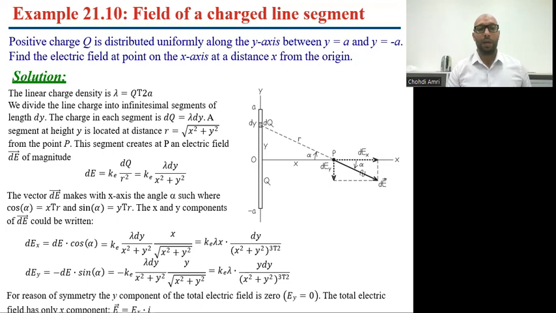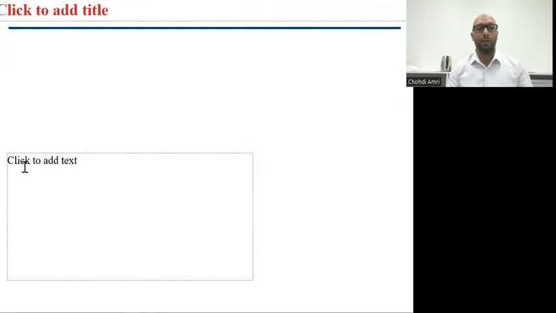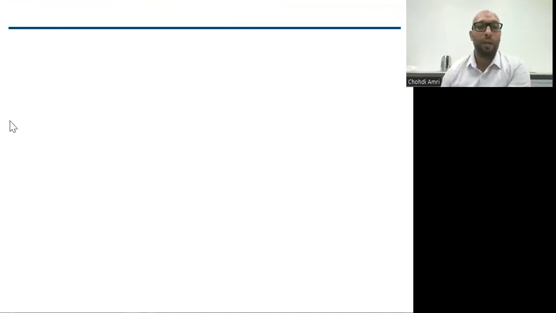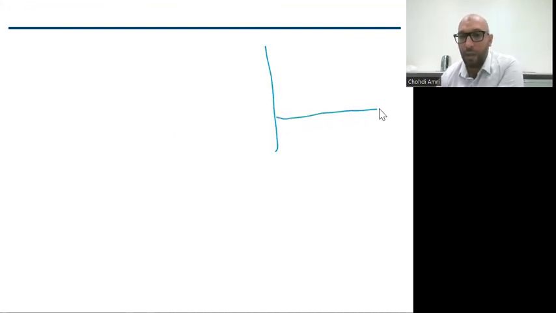Let me discuss it, and as usual, I would like to draw the situation and discuss the configuration again. This is our y-axis, and this is our x-axis. Where is our rod? This is our rod.